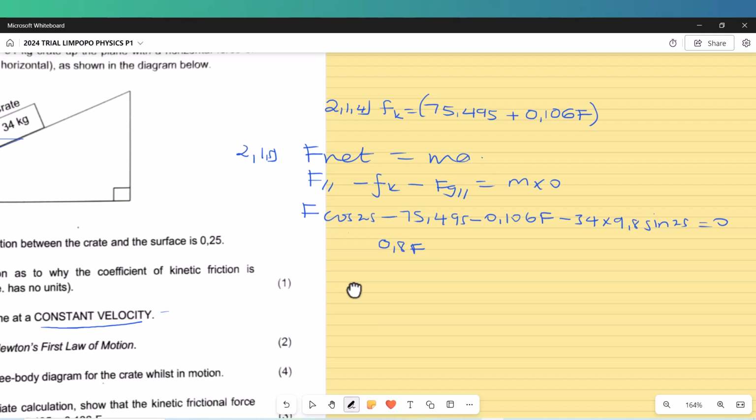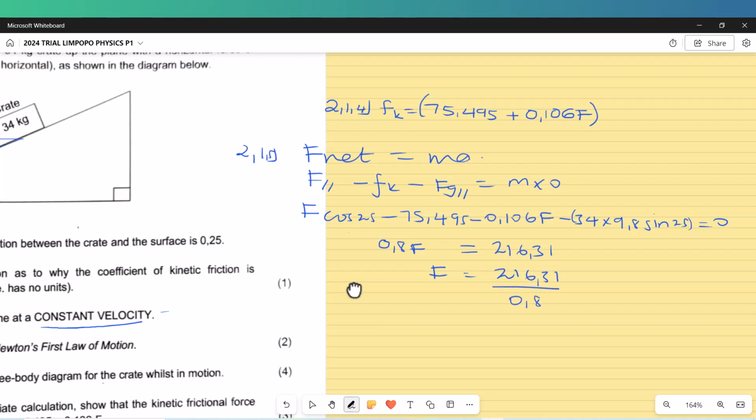Now after crossing the equal sign, when I add 75,495 plus this answer from here, I'm getting 216,31. Because I'm looking for the force F, I divide it by 0,8, né? So my force F is going to be 216,31 divided by 0,8.